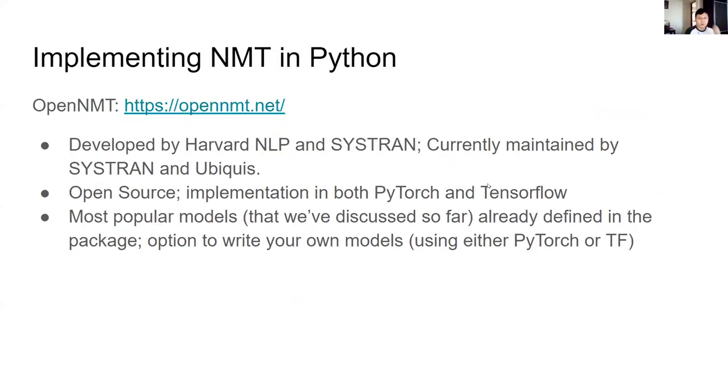Okay, so I think this is just a short part that I have about practical implementation of NMT. I mentioned it last semester when I was trying to do some NMT experiments myself. There's a package called OpenNMT, and it supports both PyTorch and TensorFlow. They already have most of the popular models implemented in it, and there's also the option for you to write your own models in either PyTorch or TensorFlow.